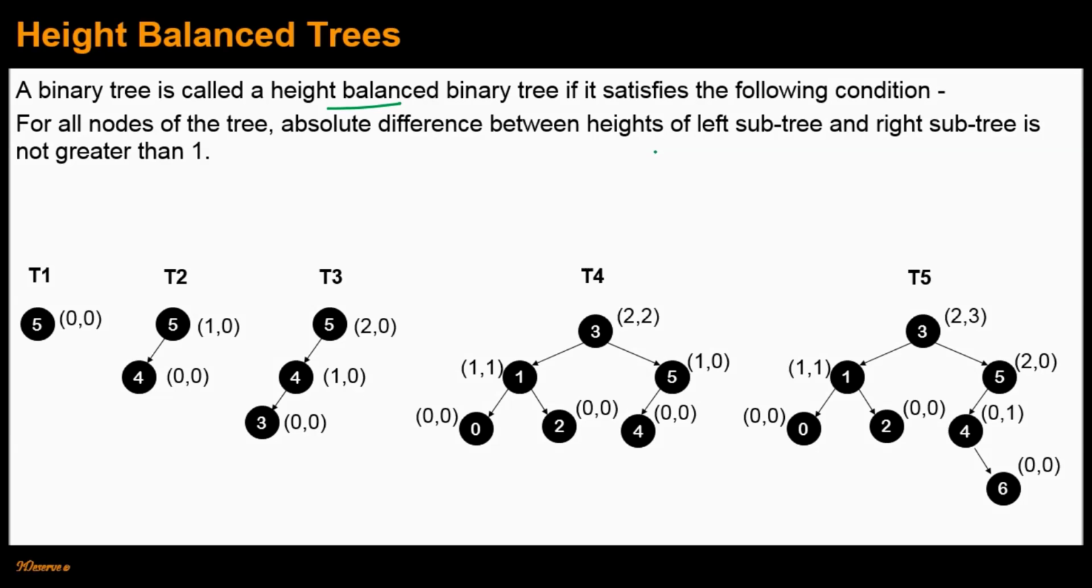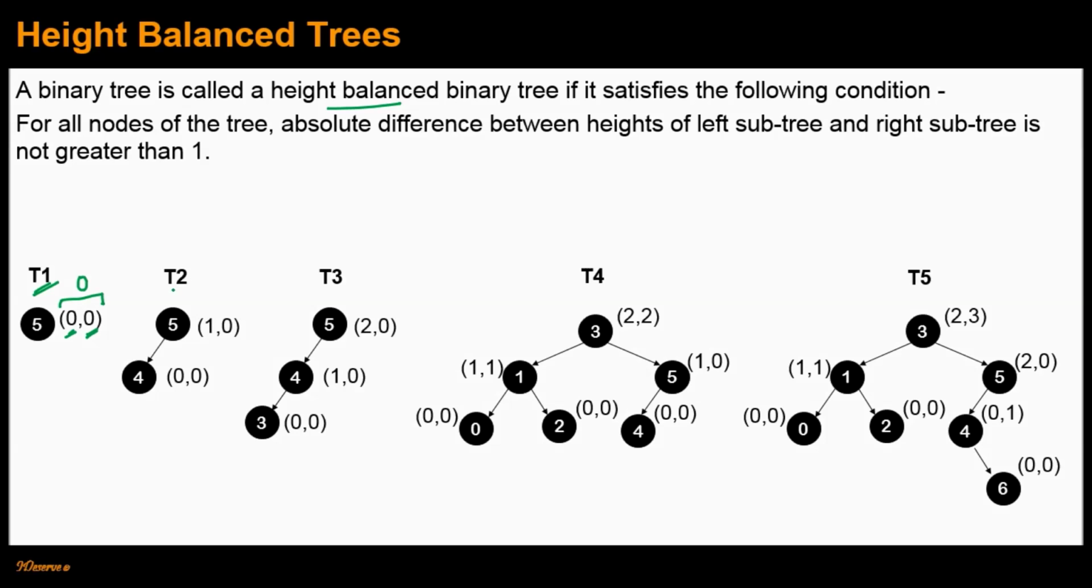Let's look at some examples. For tree T1, there is only one node, node 5. The left subtree is null, therefore the height of left subtree is 0. The right subtree is also null and the height of right subtree is 0. Therefore, the difference between left subtree and right subtree heights is 0, right? This difference is not greater than 1 and therefore this tree T1 is a height balanced tree.